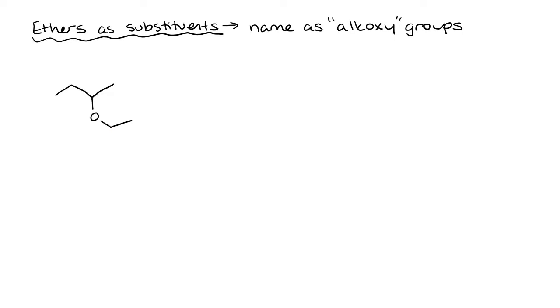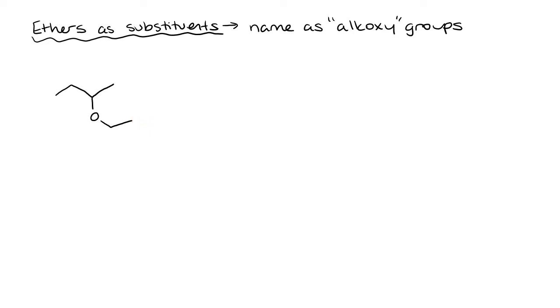Now in more complicated ethers, we can actually treat the ether portion as a substituent or as a branch of a longer chain. So in this example here, we have our oxygen attached to a 2-carbon chain, and then it's attached to the second carbon of a 4-carbon chain. So this is not just a butyl group. This is actually a sec-butyl group. But to make it easier to name this ether, we're going to treat the oxygen and the 2-carbon chain as a branch.